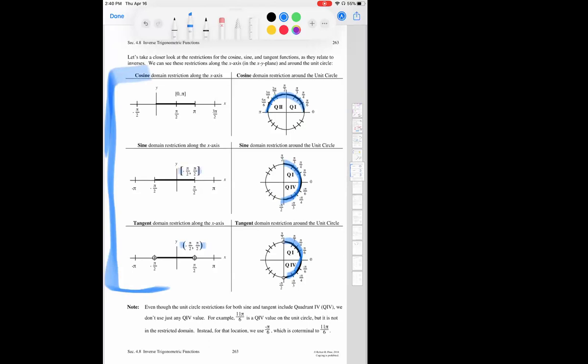Brackets means my answer could be π/2, but with tangent, it means it can't be pi over 2. It can be the smallest number you can think of that's close to pi over 2, but it cannot be pi over 2. It's just a stopping point. And the reason for that is because at pi over 2 is where we have an asymptote. So that's not a value within the tangent function.